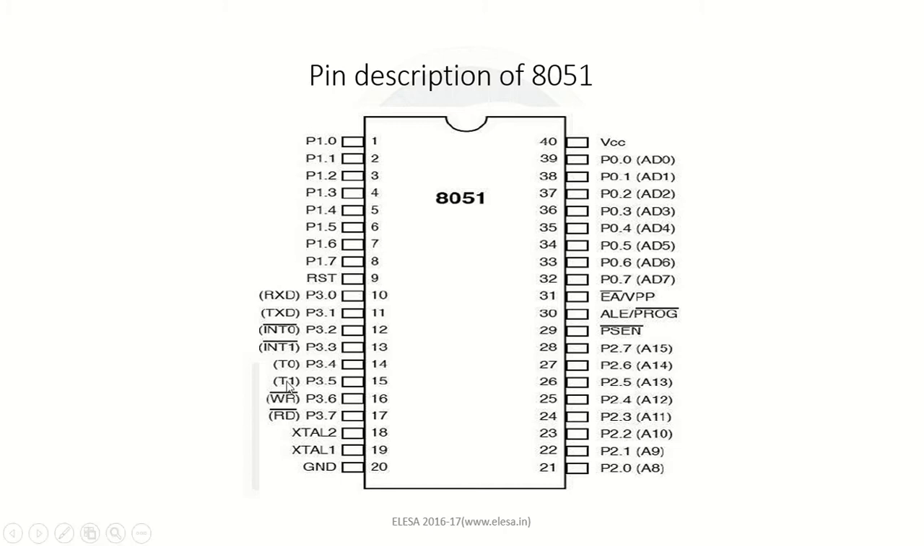Pin 18 and 19 are connected to the oscillator circuit. We need to connect an external crystal to these two pins. Pin 20 is ground. Pin 21 to 28 is the port 2.